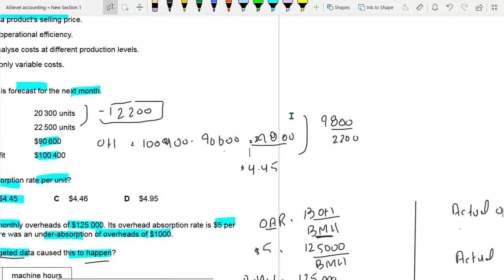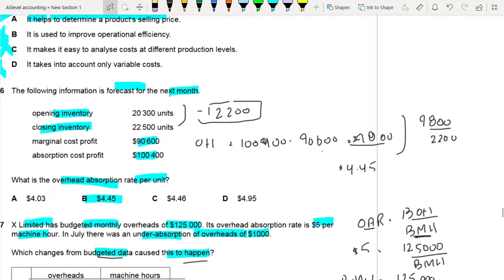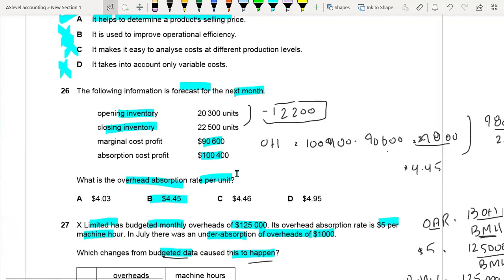So just divide by the number of units. The number of units was 2200. 9,800 divided by 2200, so we have $4.45, which is our overhead absorption rate per unit.